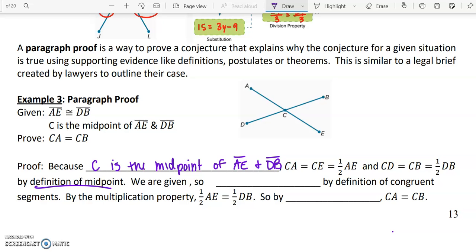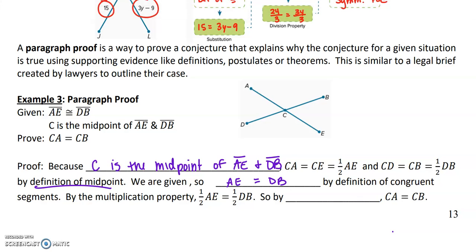We're given, and then the other given, we're given up here this, so AE is equal to DB by the definition of congruent segments. So if it's congruent, then it's equal. It actually even kind of didn't write that other given part in there. And then by multiplication, they're multiplying 1/2 by both sides. So then lastly, substitution or simplifying. Again, I like simplify kind of better. Then CA is equal to, actually, no, that's not simplify. Excuse me, that is substitution.